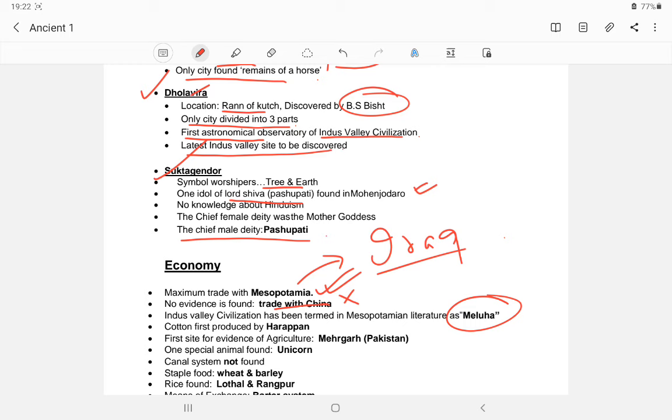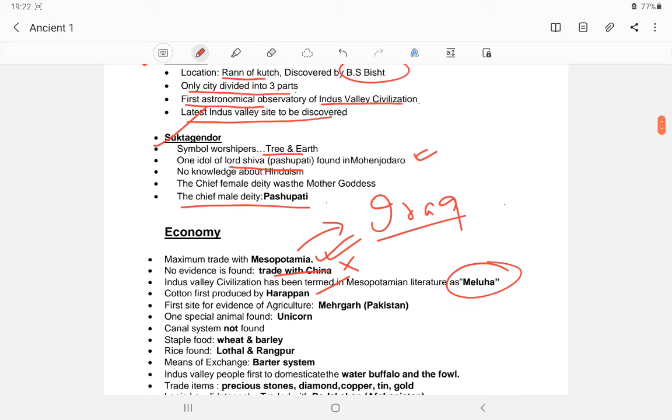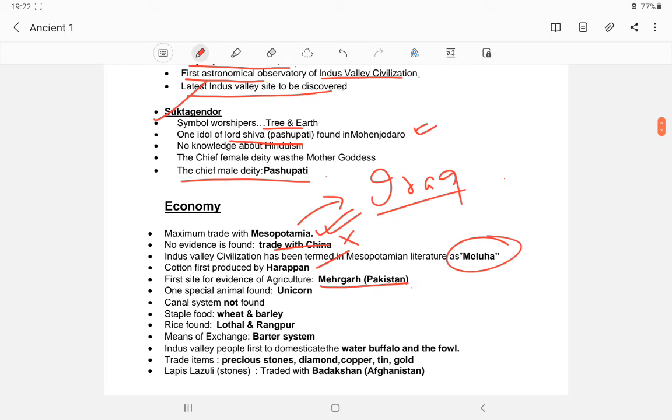Indus Valley civilization was known to other civilizations as Meluha, and they also produced cotton. The first evidence of agriculture is at Mehrgarh in Pakistan. The stable food was wheat and barley, and rice was grown at Lothal and Rangpur. There was no currency, it was a barter system. Barter system means exchange of goods and services with one another. In this civilization, they were the first to domesticate the water buffalo.